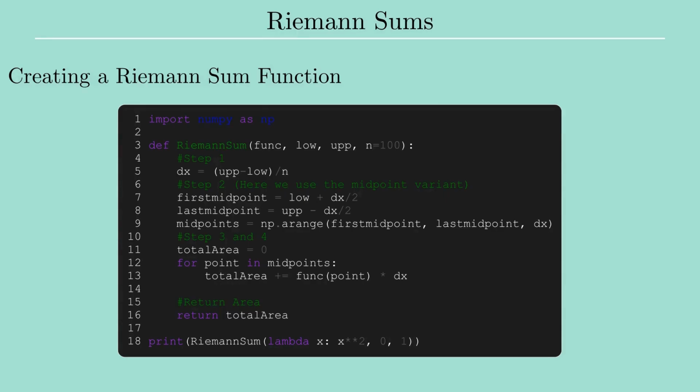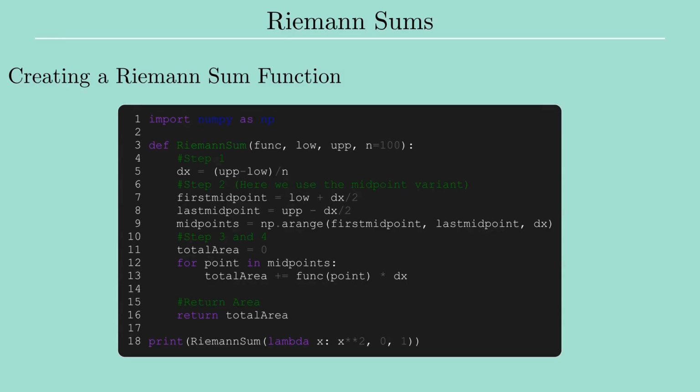Lines 7 to 9 carry out step 2 of the Riemann sum method. We calculate the midpoint of the first and last subintervals and store these values under the names first midpoint and last midpoint. We then generate an array of midpoints for each of the subintervals. This is achieved with the arange function from numpy. The arange function takes the first value, the last value, and the step size as inputs and generates an array of values. This array is stored under the name midpoints.